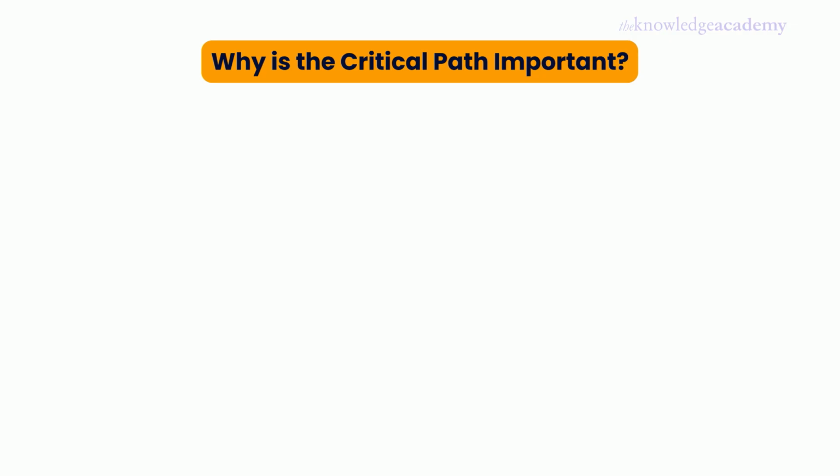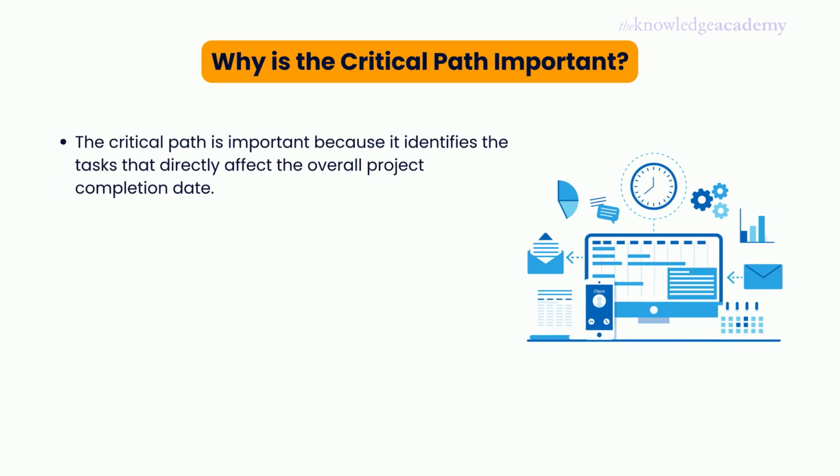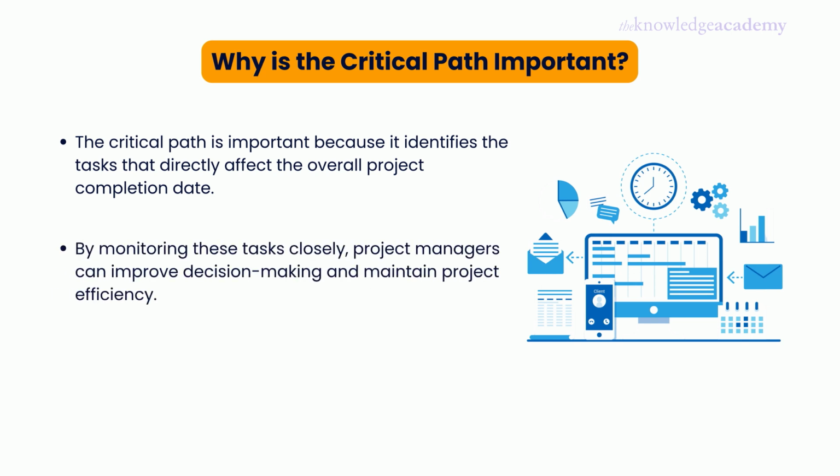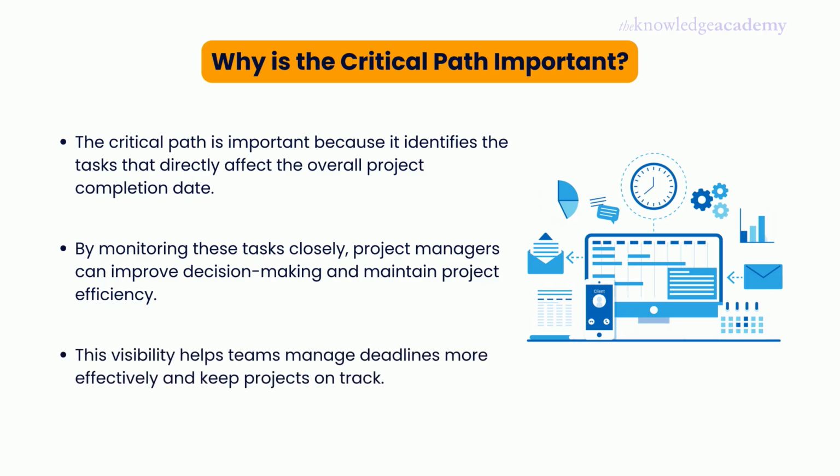5. Why is the critical path important? The critical path is important because it identifies the tasks that directly affect the overall project completion date. By monitoring these tasks closely, project managers can improve decision-making and maintain project efficiency. This visibility helps teams manage deadlines more effectively and keep projects on track.